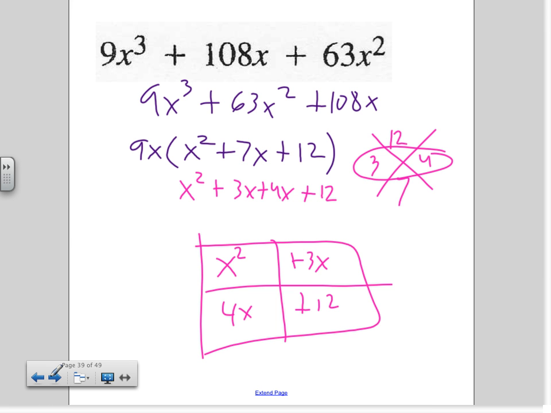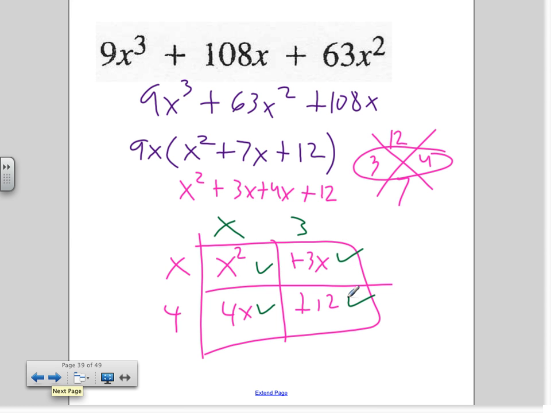What do you take out for the first row? X. A 7, not X. Yeah. Nice. Here we go. What about the second one? 4. Okay, x times what is x squared? X. X times what is 3x? 3. So let's check. That's good, that's good, that's good, that's good.